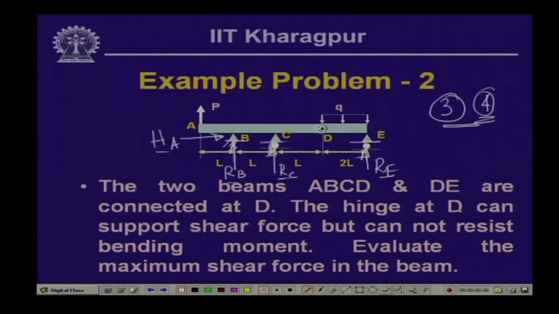Now, this additional equation can be generated from the criterion that the beam has an articulation, wherein this articulation can take the shear but cannot resist bending moment. So, if we take the moment of all the forces with respect to this particular point as 0, then we get an additional equation. Basically, there are two beams which are interconnected at this part. If we compute the value of the reactive forces, then we can evaluate the shear force diagram, based on which we can find out the maximum shear force in the beam.